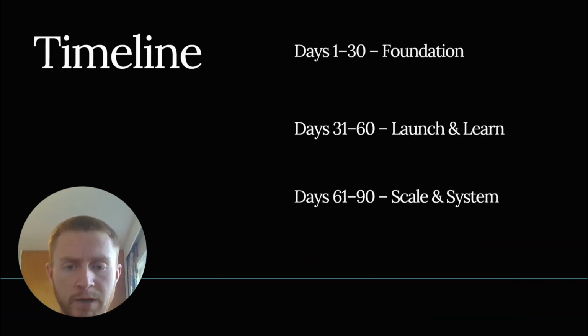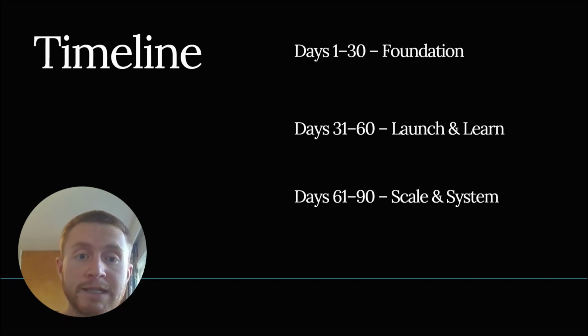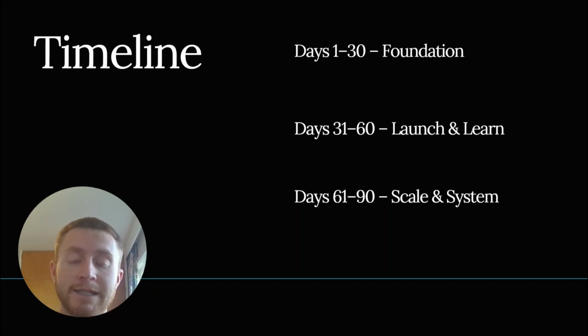So when you're looking at a timeline for your first outbound using cold email, you're going to be looking at 90 days, and we split those into 30-day sections. So days 1 to 30, building that foundation, days 31 to 60, launching and learning, and days 61 to 90, scale and system.